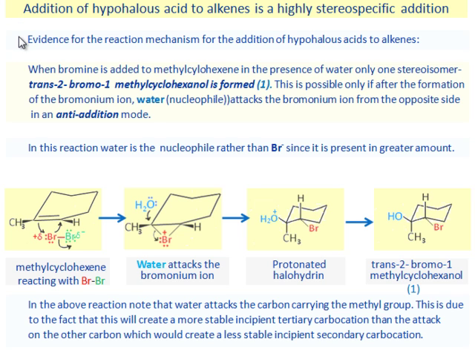Evidence for the reaction mechanism for the addition of hypohalous acid to alkenes. When bromine is added to methylcyclohexene in the presence of water, only one stereoisomer, trans-2-bromo-1-methylcyclohexanol, is formed.